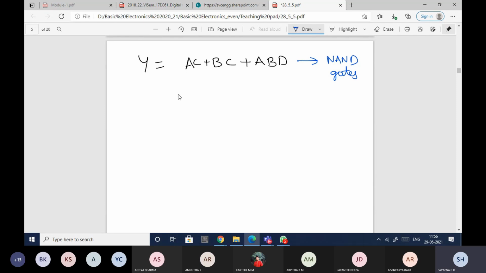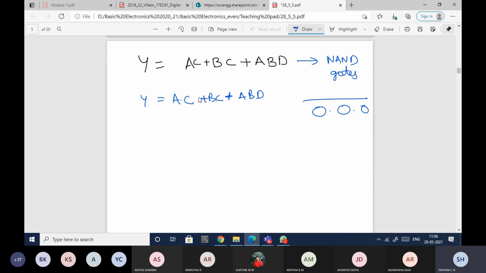Possible. So directly I'll show you the implementation only. So Y is equal to AC plus BC plus ABD. This is the expression I have, and I need to implement this. Like this I cannot do it, because I need the form term into term into term whole bar. This form is not there. I have dot in between, but again here I have plus, and I don't even have whole bar.